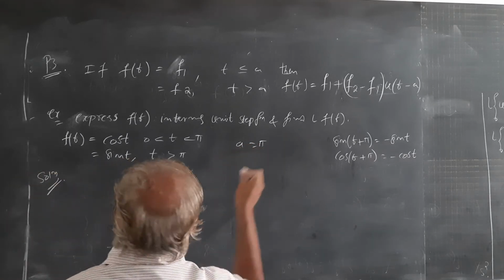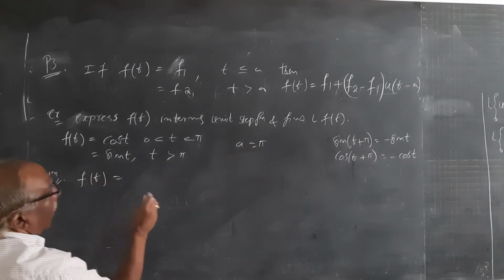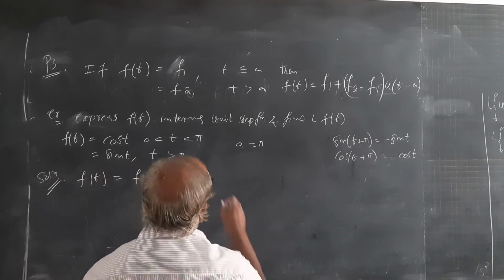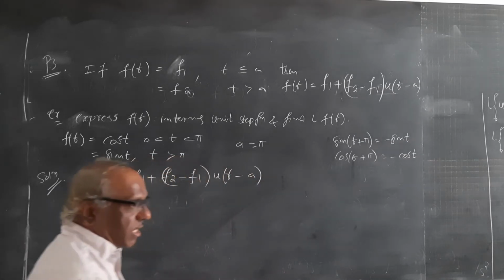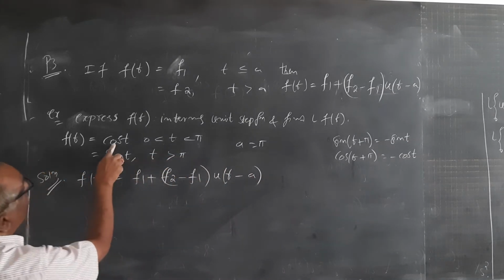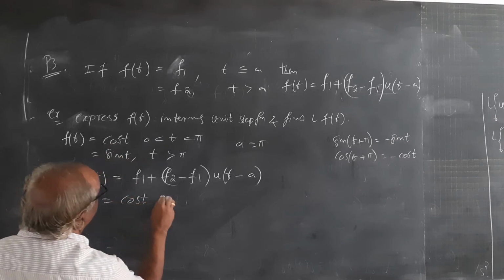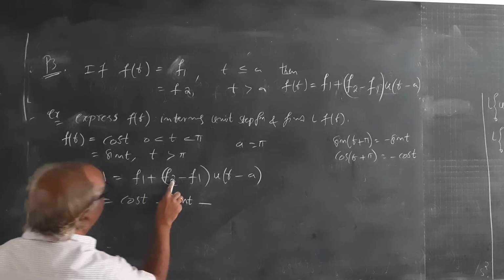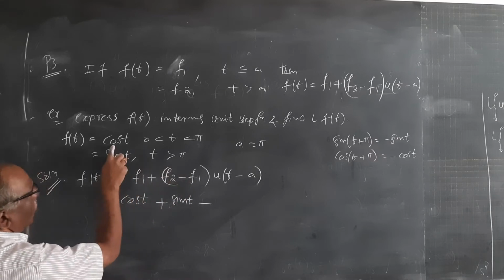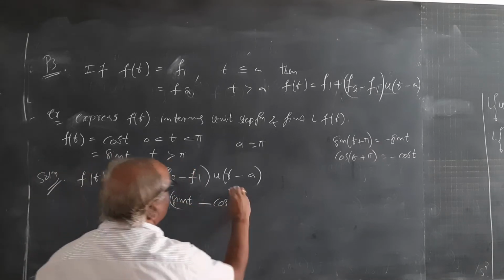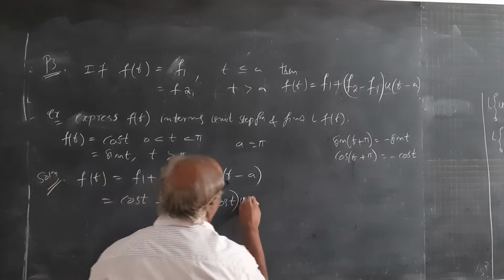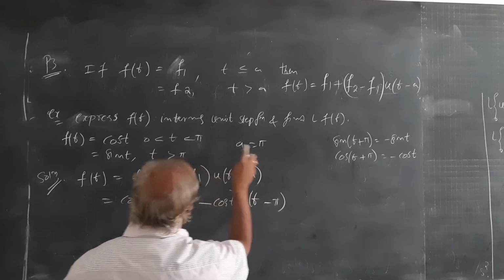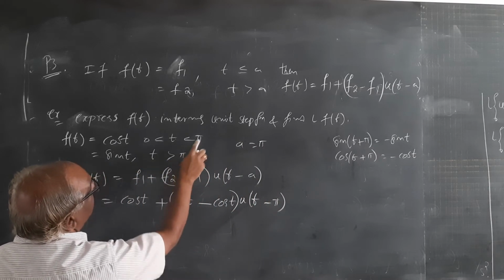Now let us substitute. What is my f of t? f of t is equal to f1 plus f2 minus f1 into u of t minus a. What is f1? f1 is cos t. f2 is sin t. So f2 minus f1, sin t minus cos t, into u of t minus a. What is the value of a? a is equal to pi. How did you get a equal to pi? This pi is my a.